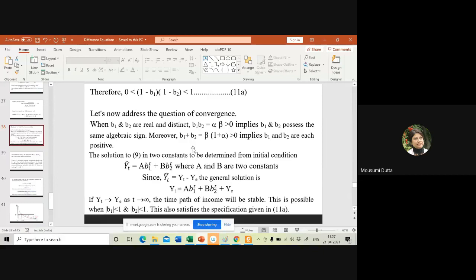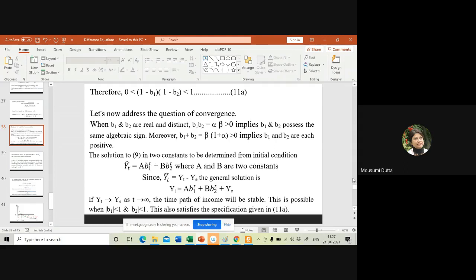Okay. Now, if B1 plus B2 is greater than 0 and the product is also greater than 0, which indicated the roots will have the same sign, then B1 and B2 can only be positive. B1 and B2 can only be positive. And following the complementary function and the structure of the time path, we indicated the stability condition, which is given by mod B1 less than 1 and mod B2 less than 1. Both mod B1 and mod B2 less than 1.